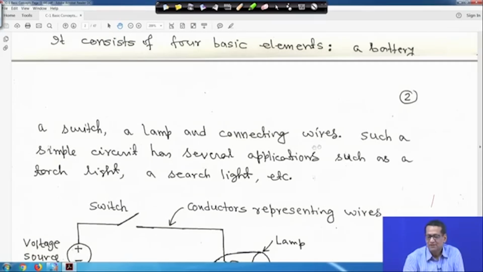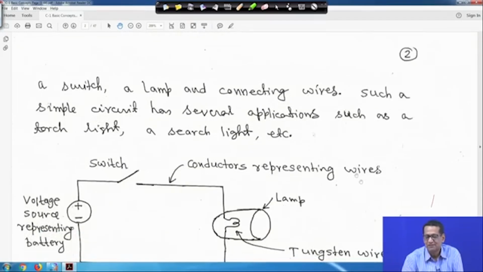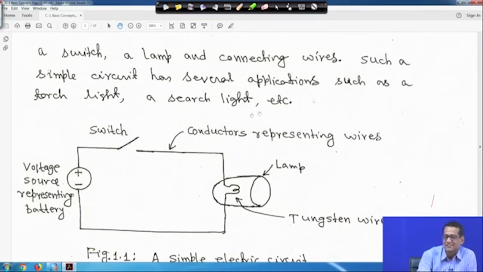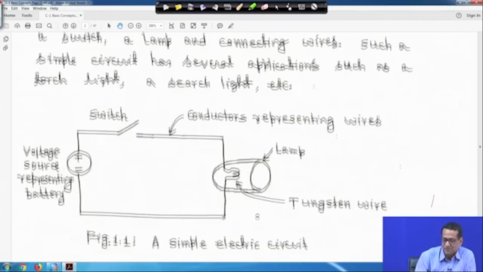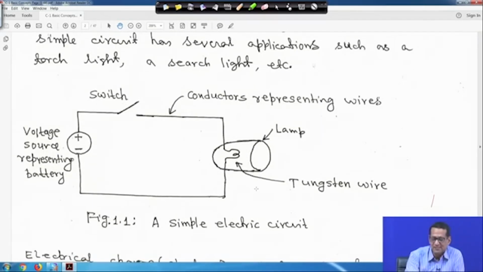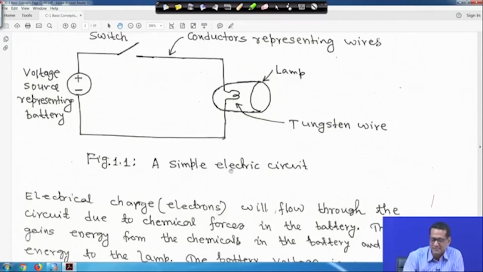So, a lamp connected in such a simple circuit has several applications, such as your torch light or a searchlight. So, this is a simple electric circuit. Now, let us come to the voltage source representing a battery.